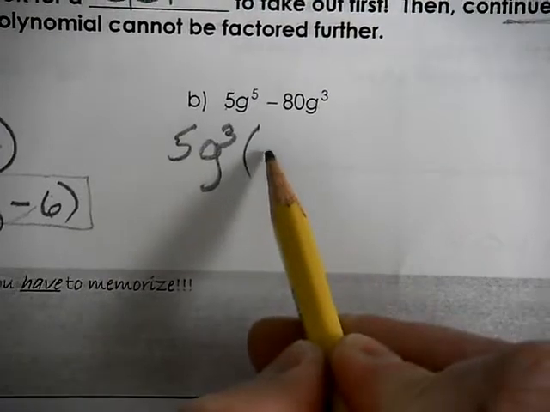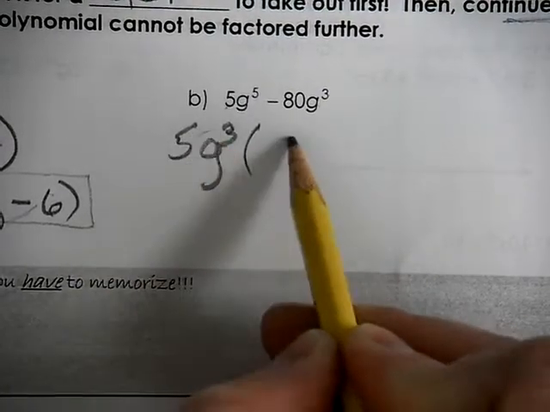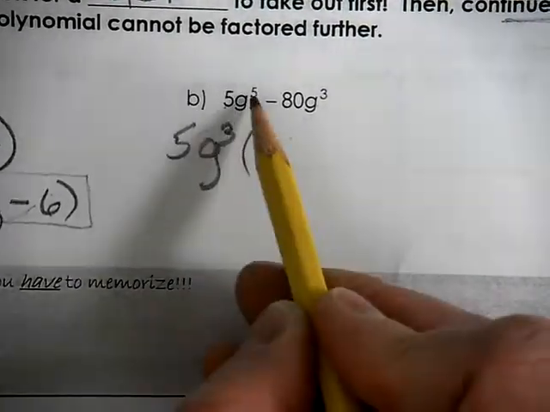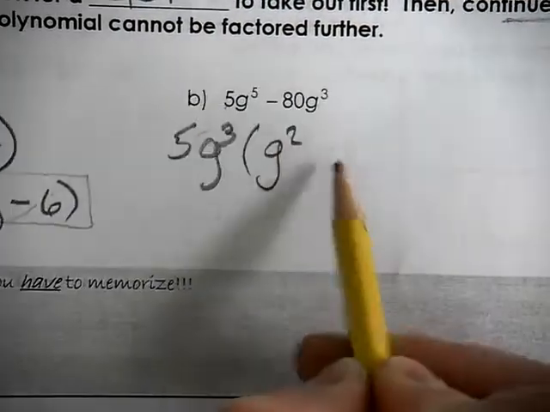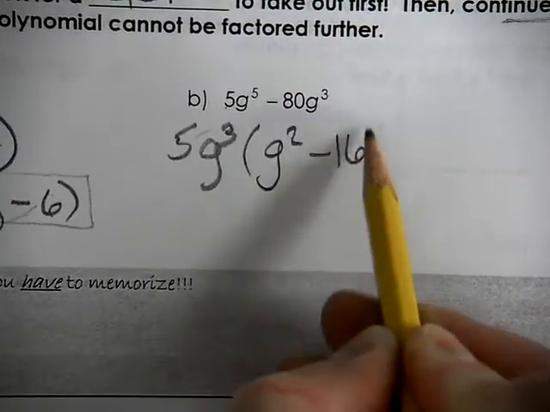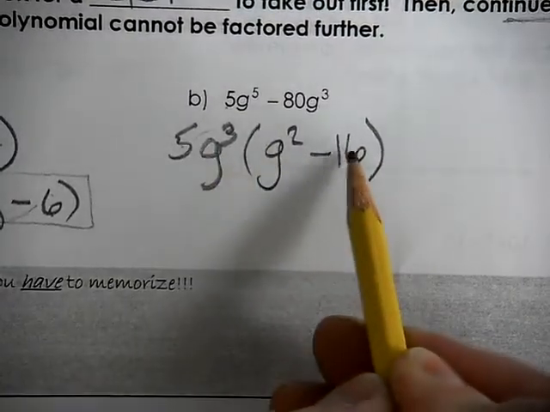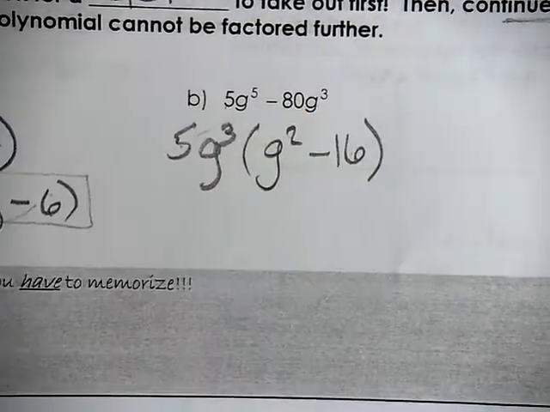So this is going to become, what's going to be left over? What would be left if I pull the 5 and 3 of the g's away? Would be g squared. And this would be 16. 5 times 16 makes 80.